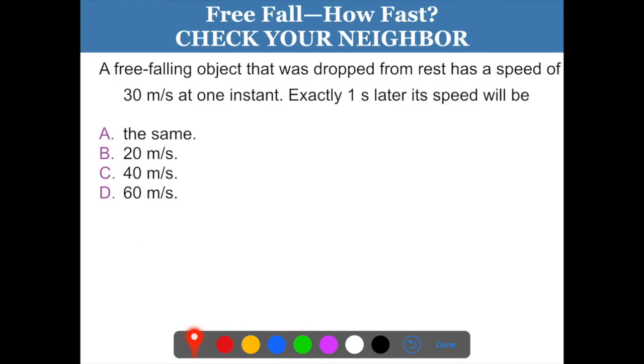All right, let's test out our conceptual understanding. We have here a problem which says that a free-falling object was dropped from rest and it had a speed of 30 meters per second at one instant. Exactly 1 second later, what will be its speed? I'll give you a few seconds to think about this question and come up with an answer, and then we'll look at the answer and the explanation for that.